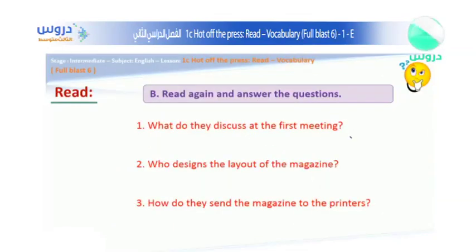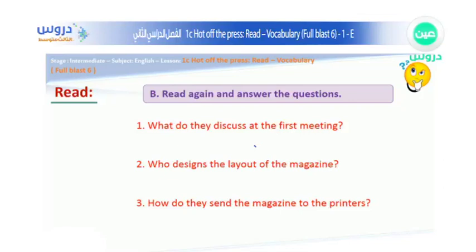Now, what do they discuss at the first meeting? Editors and writers get together in a big meeting. What do they talk about in the first meeting? Question 2. Who designs the layout of the magazine? The answer of possible topics. That is correct. Thank you, Isra.